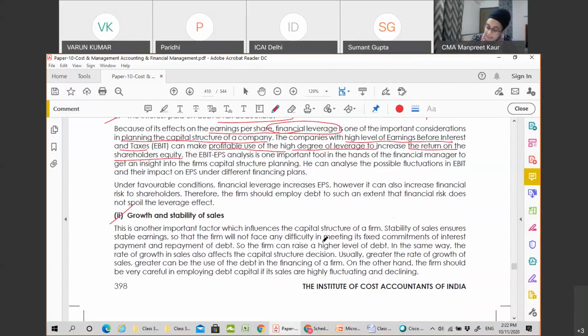The firm will not face any difficulty in meeting its fixed commitments of interest, because if the company is paying the debt, payment of interest, repayment of debt at a proper time, then the firm can raise a higher level of debt. In the same way, अगर हमारी growth of sales affect करती है capital structure decisions को, because greater the rate of growth of the sales, greater will be the use of debt. We can say greater the growth of sales, greater will be the use of debt. जितनी ज्यादा सेल्स उतने ज्यादा डेट्स हम लोग ले सकते हैं.